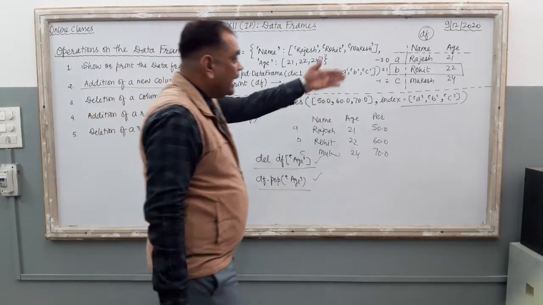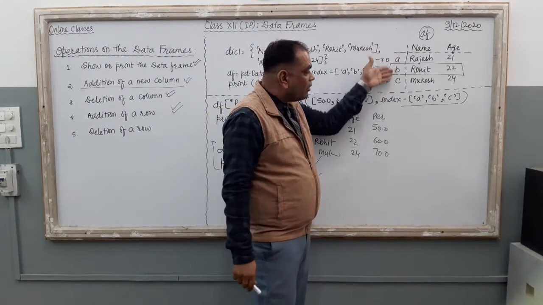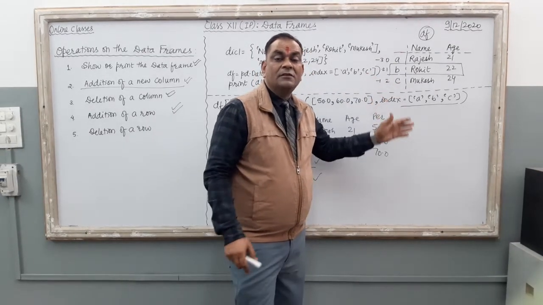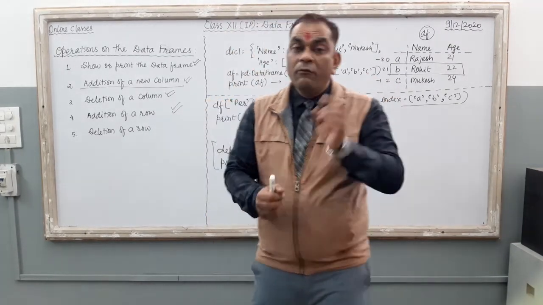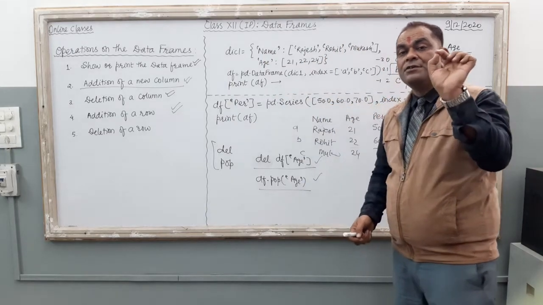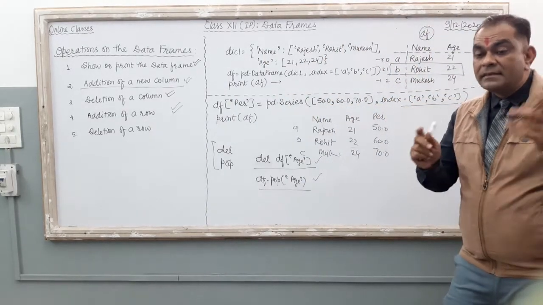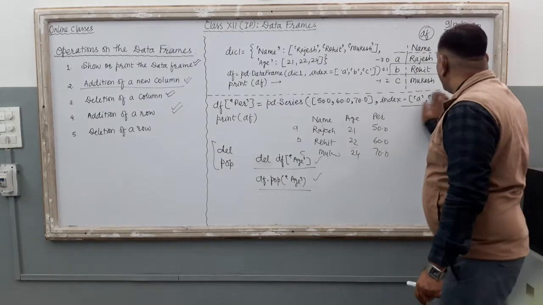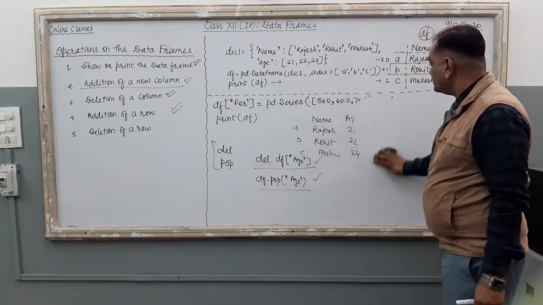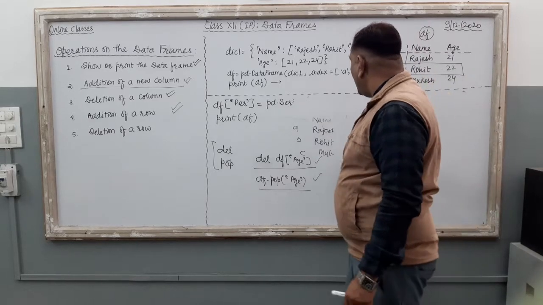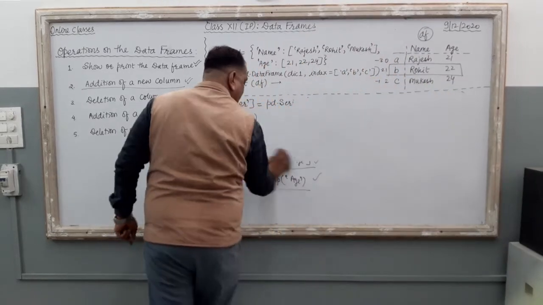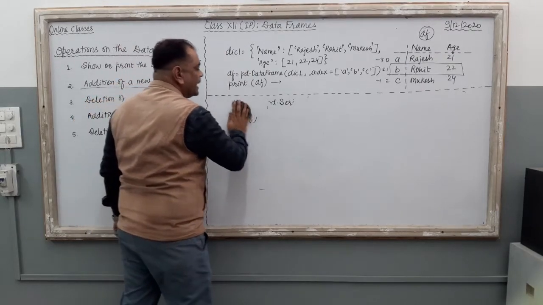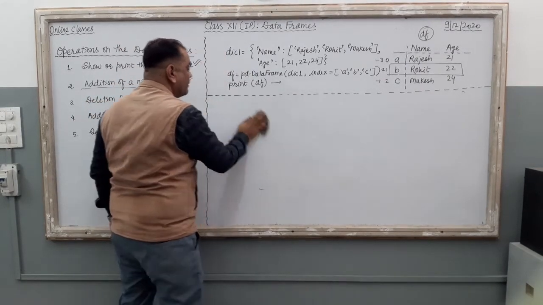Now just move to the fourth topic: how to add a row in the data frame. Row means A, B, C, three rows are already there. You want to add D, E, F, some more records in this data frame. For that, the append function is there. Right? But your row will not get added like this. You have to create a new data frame, and then append the new data frame with the previous one.